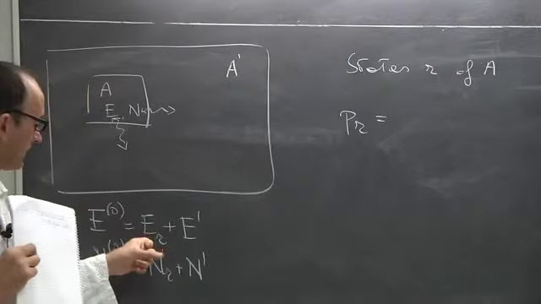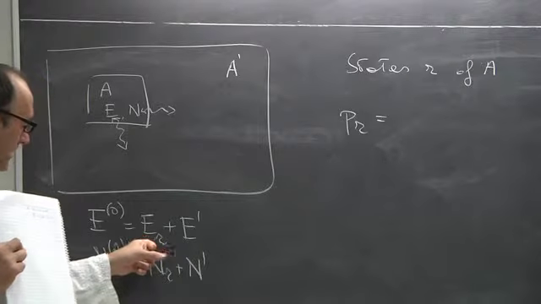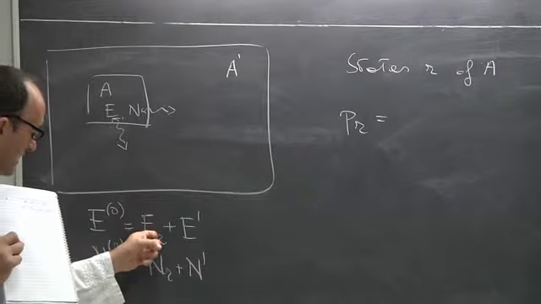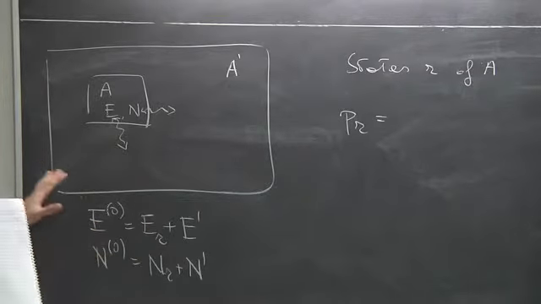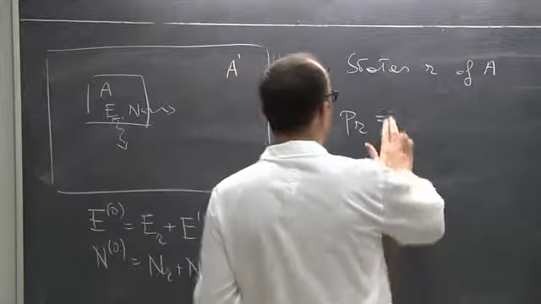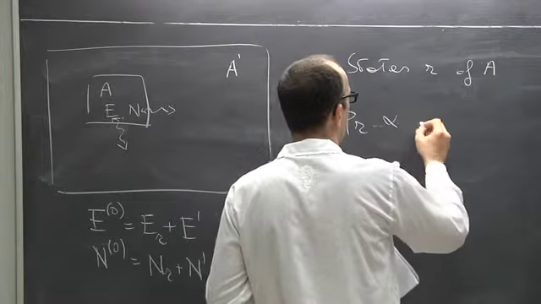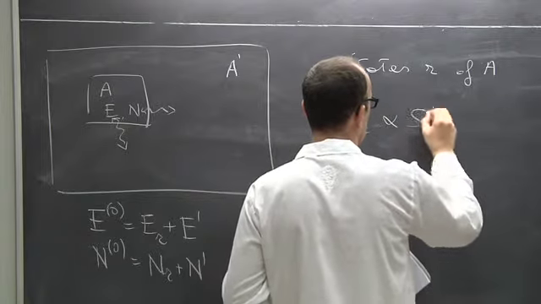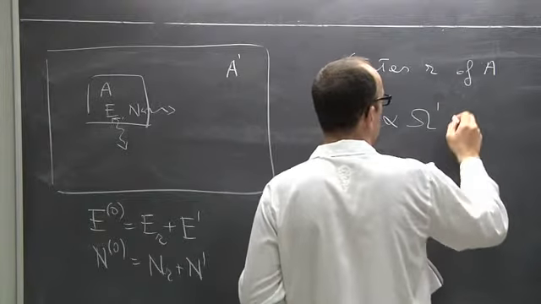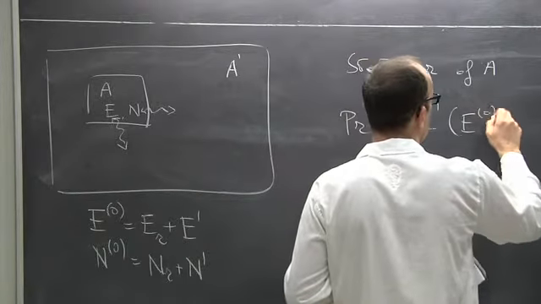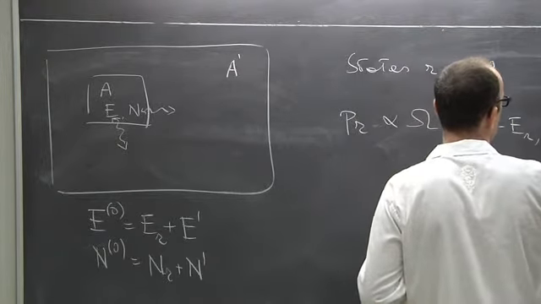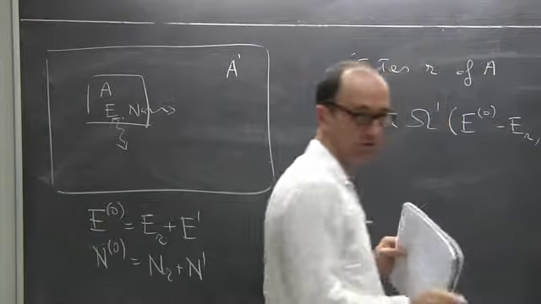And then the probability to find my system in a state R with this energy and number of particles will be proportional to the probability to find a global system in this state with these energies. Okay. So this probability will be proportional to the number of microstates of the heat bath with energy E0 minus ER and number of particles N0 minus NR. Okay.